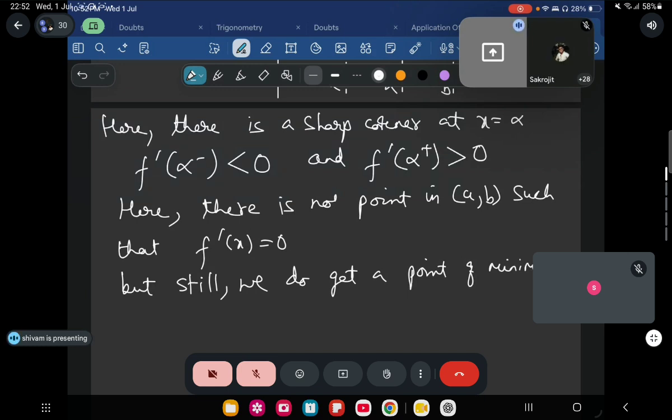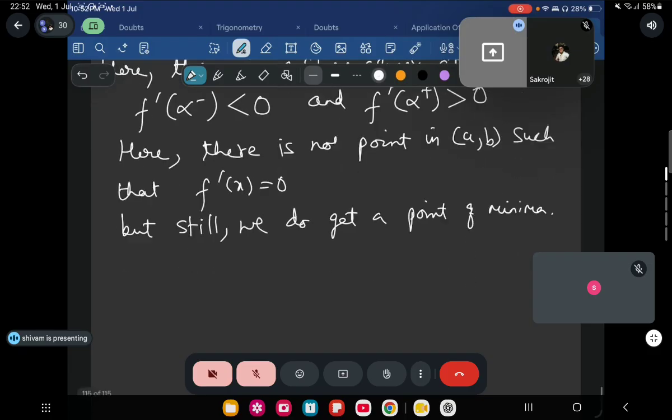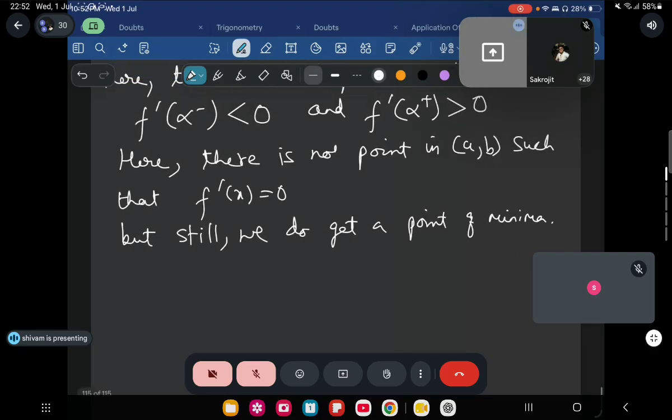Exactly. So see, these kind of conceptual questions can be asked, whether we'll get any c of Rolle's theorem if there exists a point of minima or not.